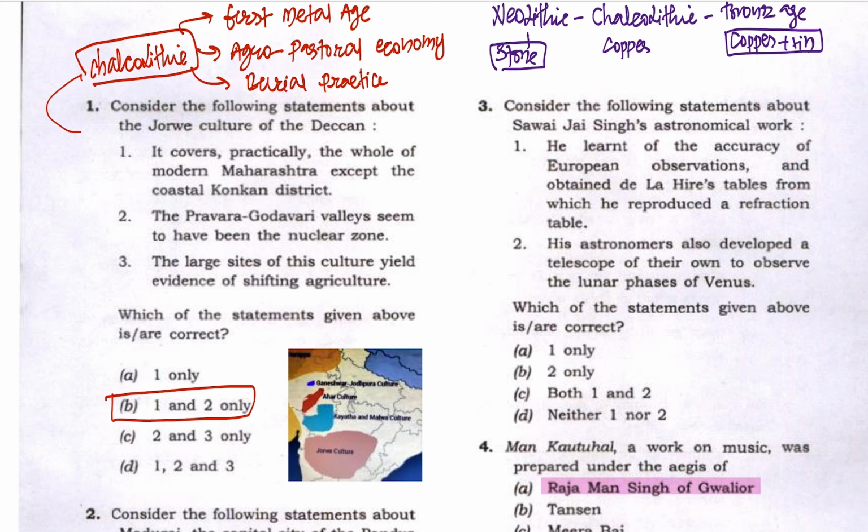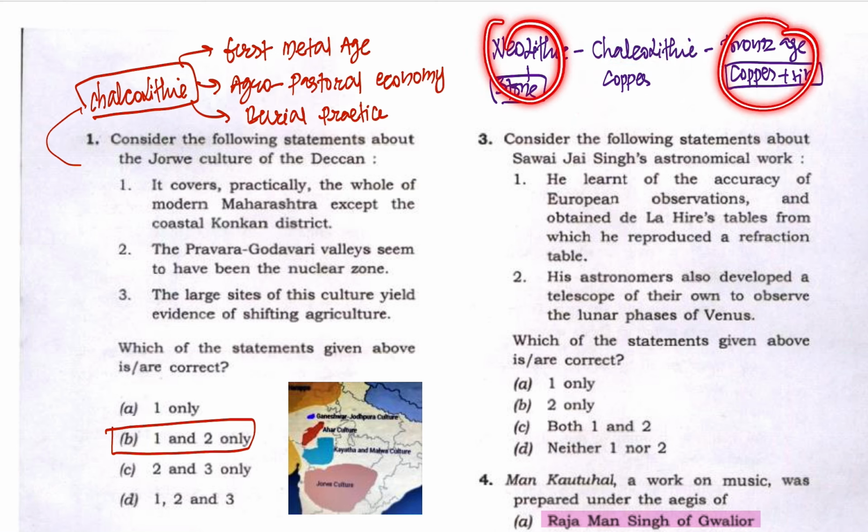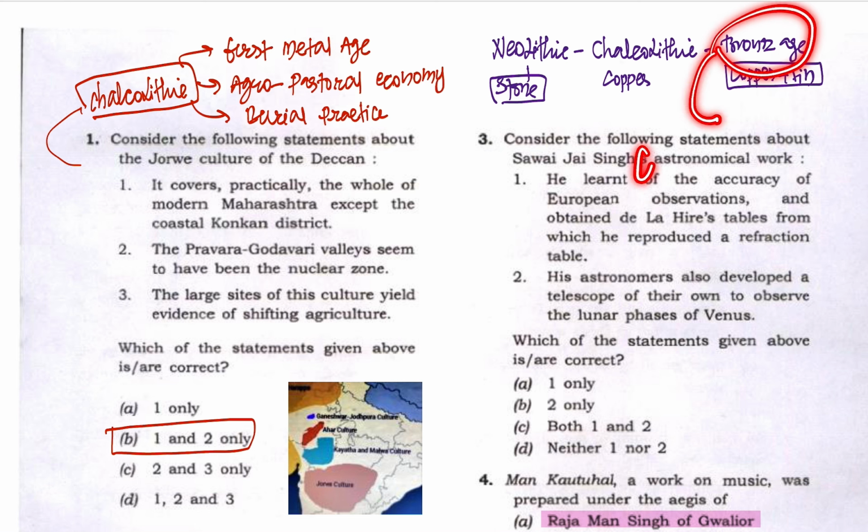Now Jorwe culture is a Chalcolithic culture. Chalcolithic culture is based on copper metal. The Chalcolithic culture is the middle culture between the Neolithic and the Bronze Age. Harappan culture is a Bronze Age culture. Why bronze? What is the difference between Bronze Age and Chalcolithic? Chalcolithic people used pure copper. The Bronze Age people used an alloy of copper, that is copper plus tin, that is bronze.